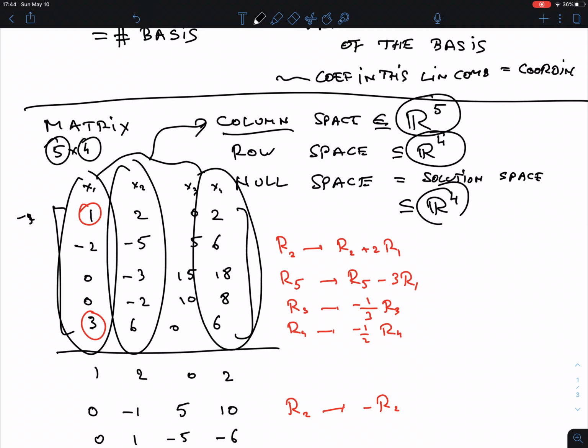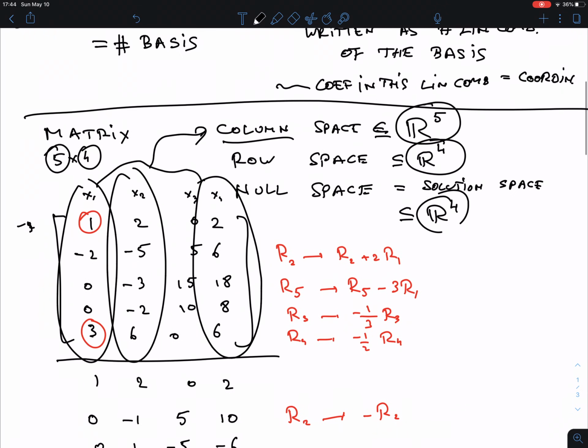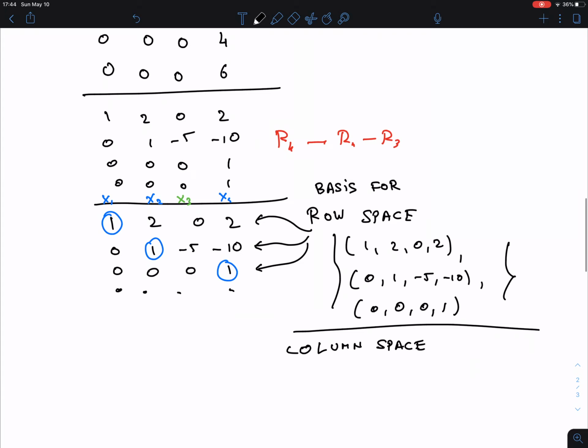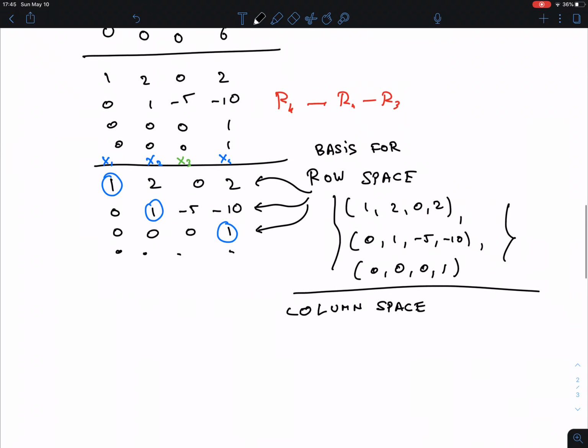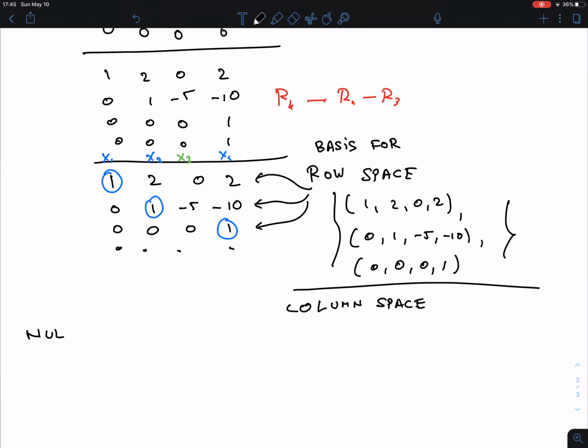Okay. Now we know that the dimensions are the same, and this dimension is equal to the number of pivot variables. Remember that, right? This is exactly what we have here. The number of pivot variables is exactly the dimension. Okay, so now for the null space, we have to go to the row reduced echelon form.